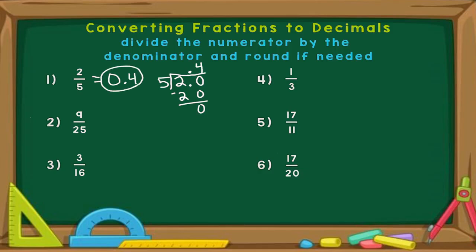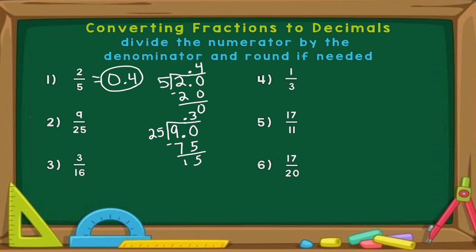Number 2, 9/25. So 9 divided by 25. So we need to extend our division problem with a decimal and a 0 because we can't do 9/25 and get a whole number. We can't pull a group of 25 out of 9. So now we think of this as 90. How many whole groups of 25 out of 90? Well, 3. 3 times 25 is 75. Subtract, we get 15. So we did not get a 0 right away like number 1.